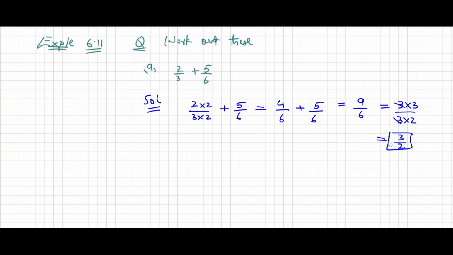So this was just an improper fraction. If you want to write it like a mixed number, it will become like this. It's 1 whole and 1 by 2. This is 0.5.